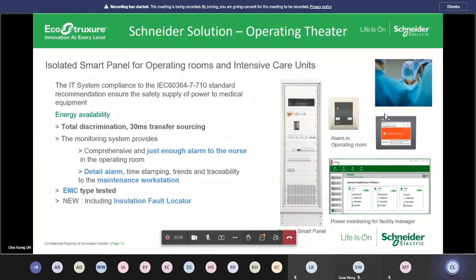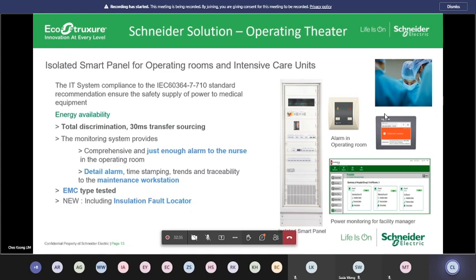The slide that follows here is very strictly unique to a hospital environment. Like I mentioned earlier, in an operating theater or in an ICU environment, we cannot have the possibility of a power failure. So in the healthcare environment, we do have this solution. It's not unique to Schneider alone, because this is what is required generally in the healthcare segment itself.